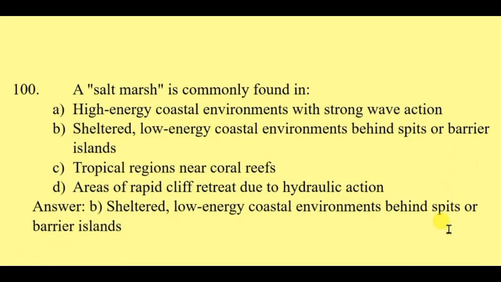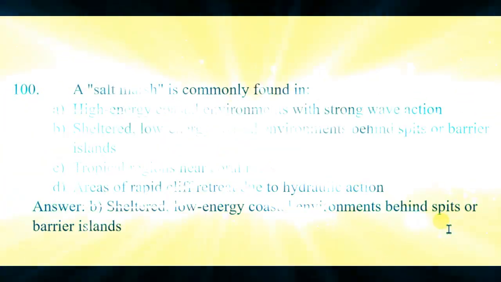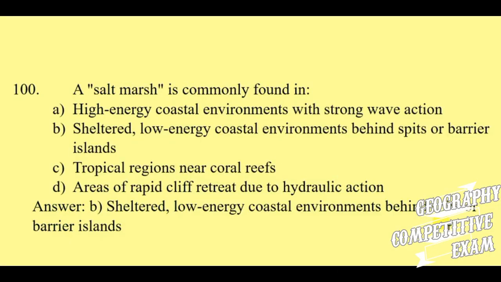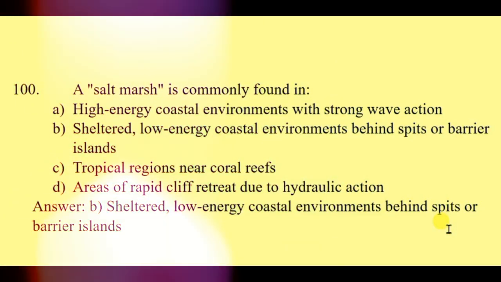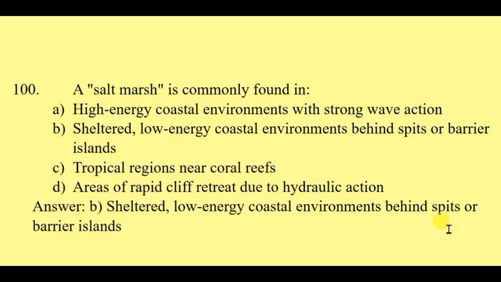Question 100. A salt marsh is commonly found in high energy coastal environments with strong wave action, sheltered low energy coastal environments behind spits or barrier islands, tropical regions near coral reefs, areas of rapid cliff retreat due to hydraulic action. Here the correct answer will be sheltered low energy coastal environments behind spits or barrier islands.